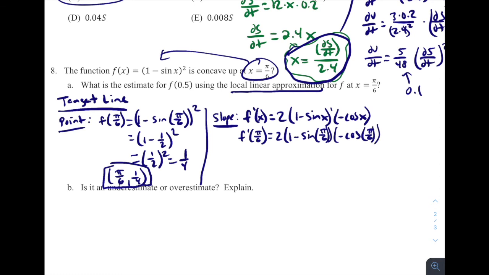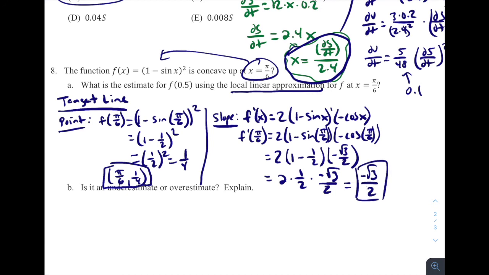This is where our unit circle knowledge comes in handy. Sine of pi over 6 is 1/2, so that's 2 times 1 minus 1/2 times negative cosine of pi over 6, so that's negative square root of 3 over 2. And then we've got 2 times 1/2 times negative square root of 3 over 2. That looks like that's going to be negative root 3 over 2 for the slope.